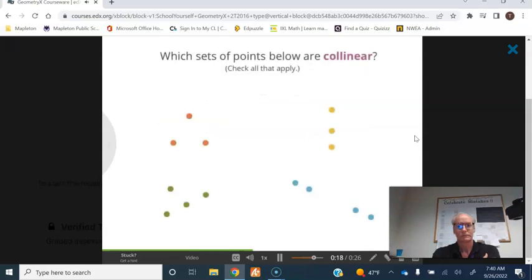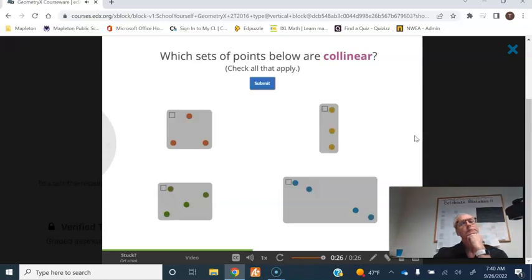So next, take a look at these different sets of points. Which of these are collinear? That is, which of these lie along a single line? Looks like the yellow ones for sure, and maybe the blue ones probably line up too.